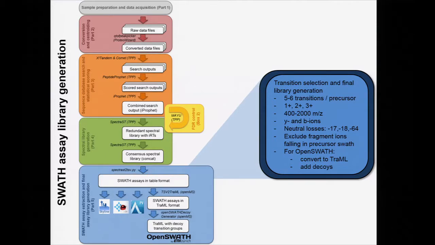We usually exclude fragment ions that fall in the precursor isolation window, right? So in the spectrum I showed before, this was 600 to 625. And what you tend to get, if you choose a fragment ion that falls in that window, it tends to be very noisy because there's a lot of unfragmented precursor.